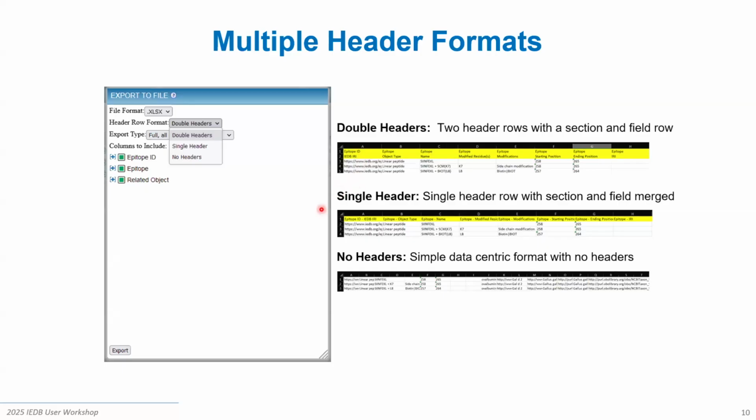And then it also has the field row, which describes what that is. The single header combines the section header and the field header into one row, which is more the traditional export format with a header row that you would use on other websites. And then finally, you have the option of no headers, which, if you just want the raw data to process however you want, is the other option you can go with.